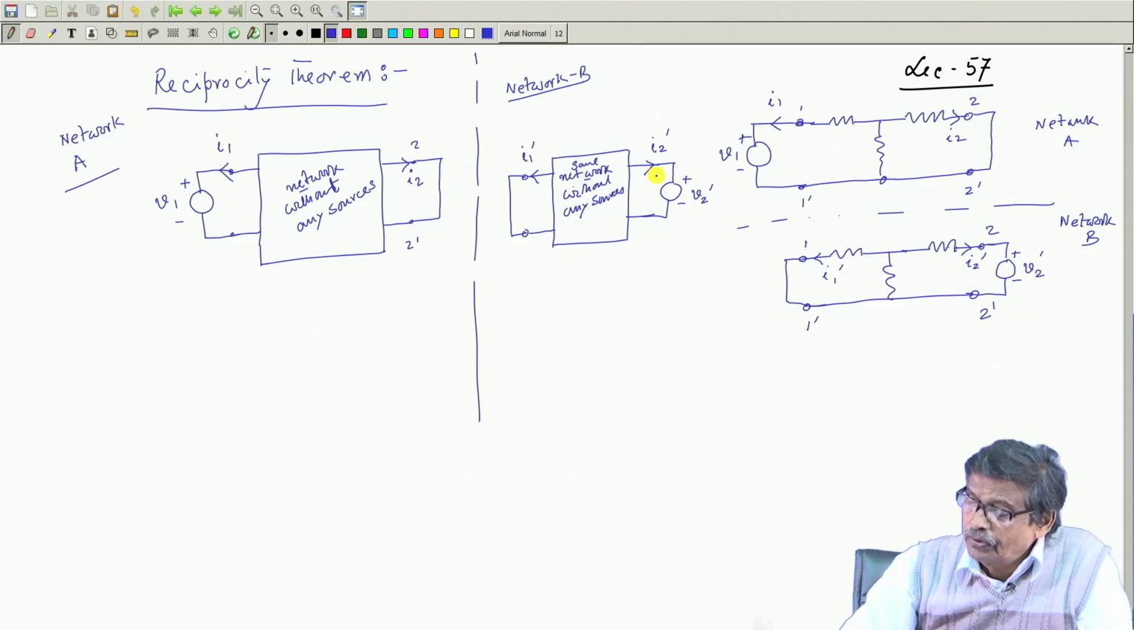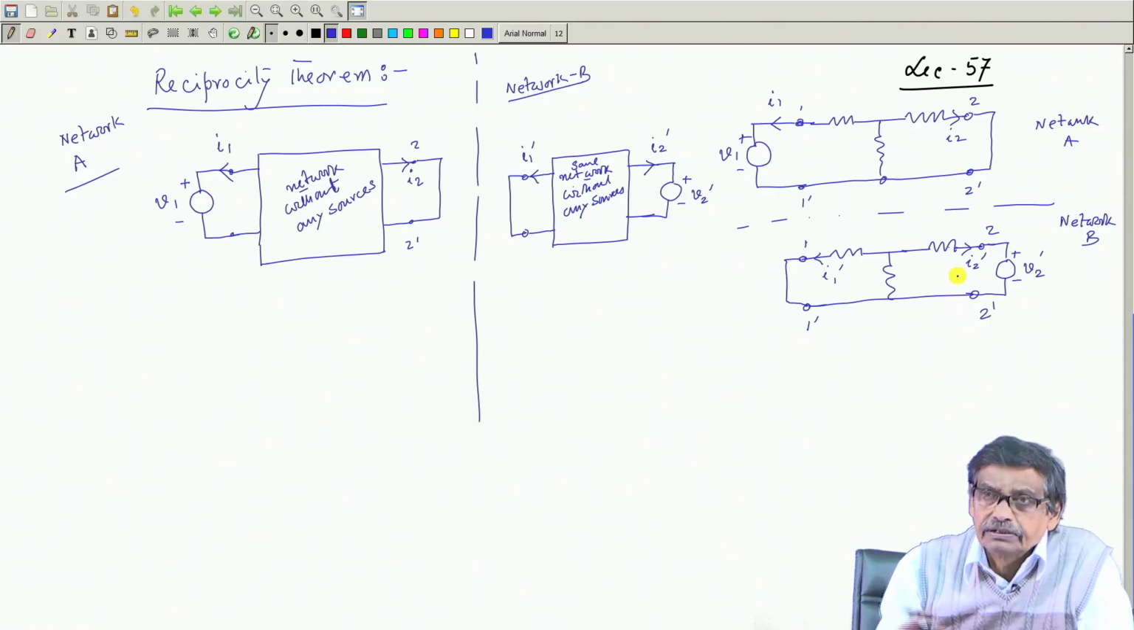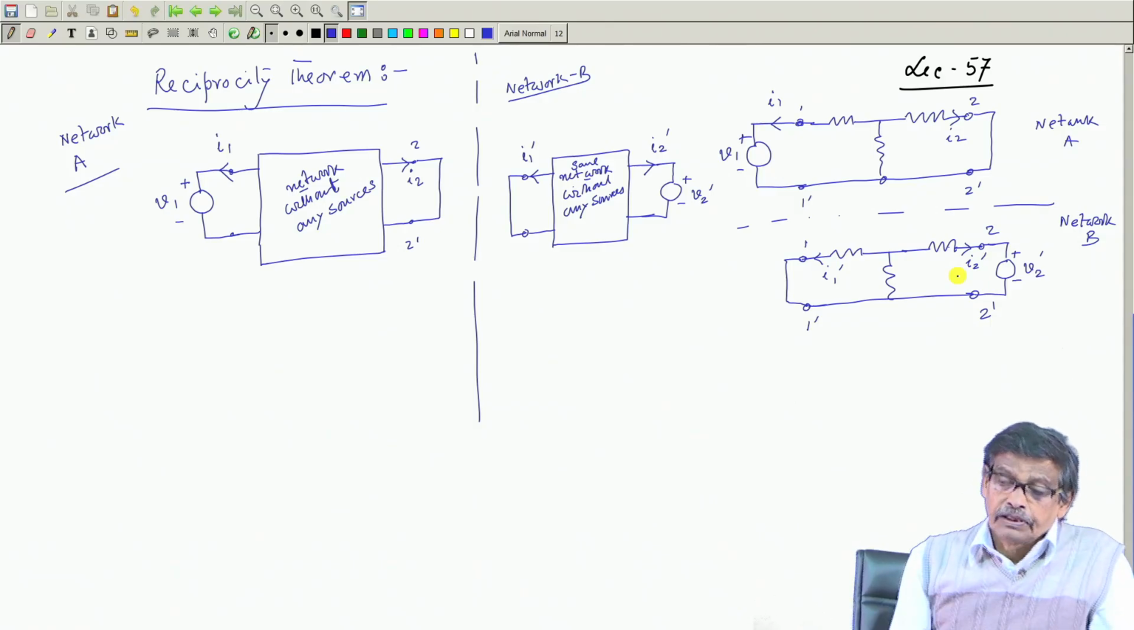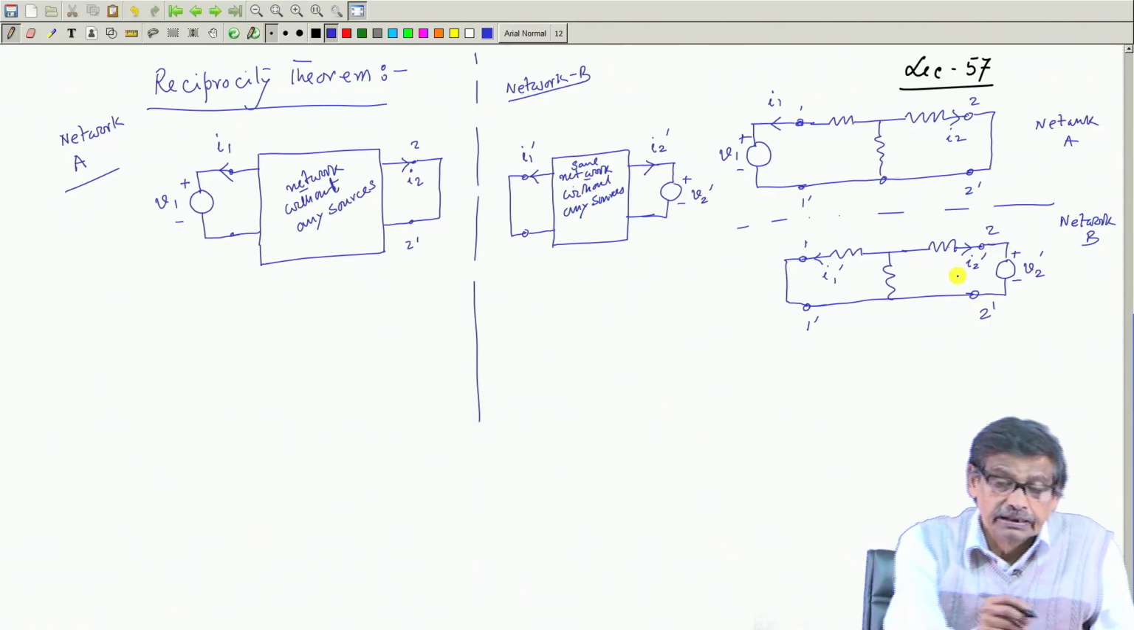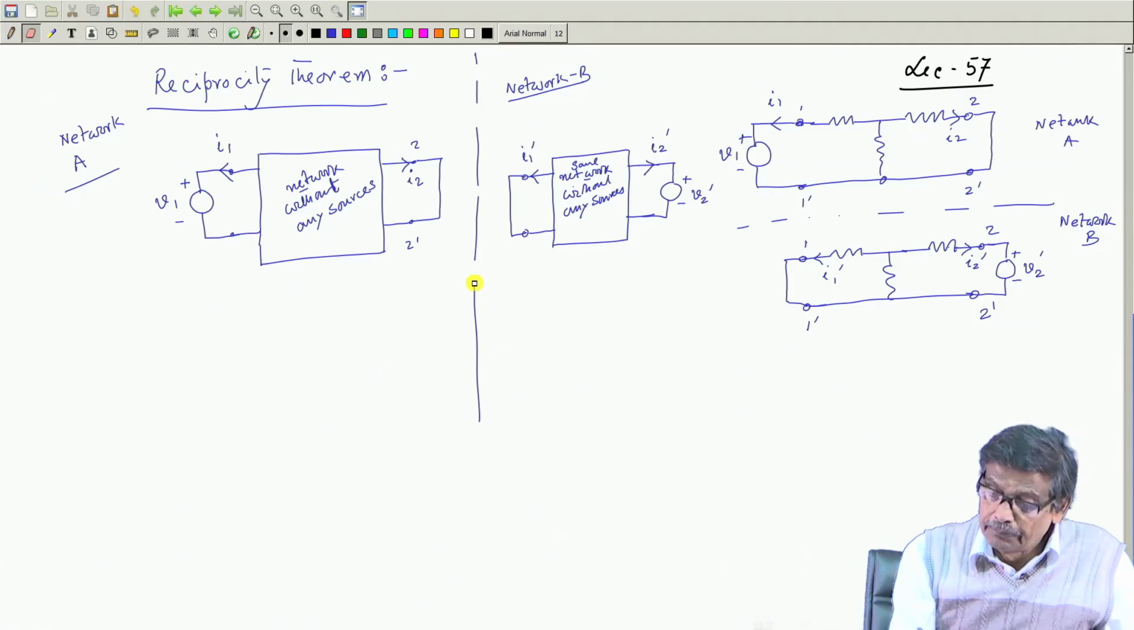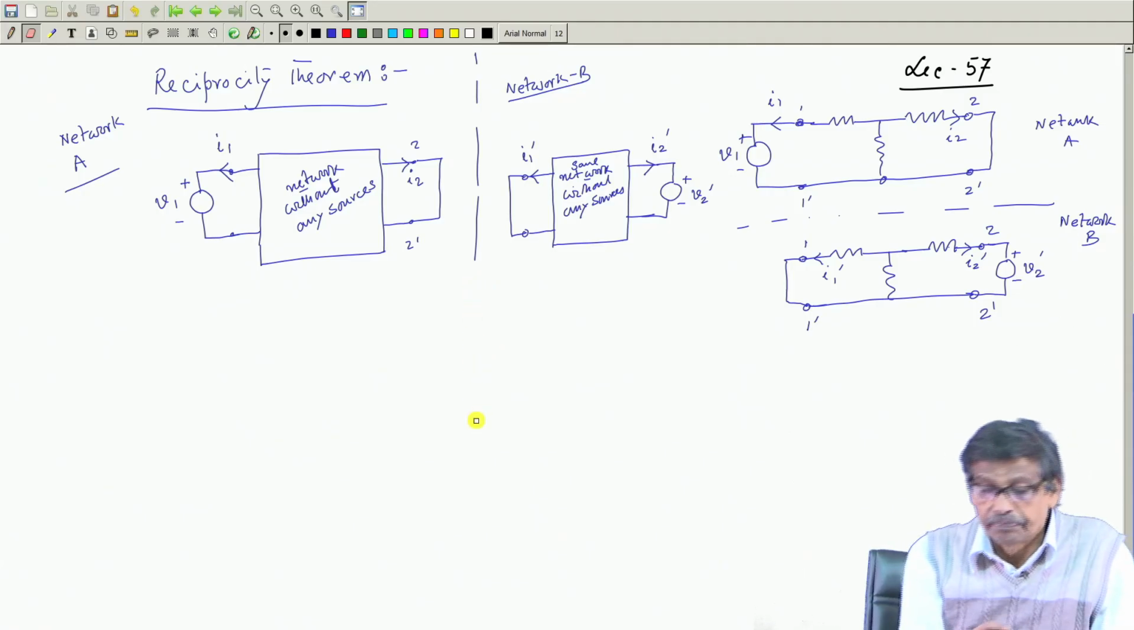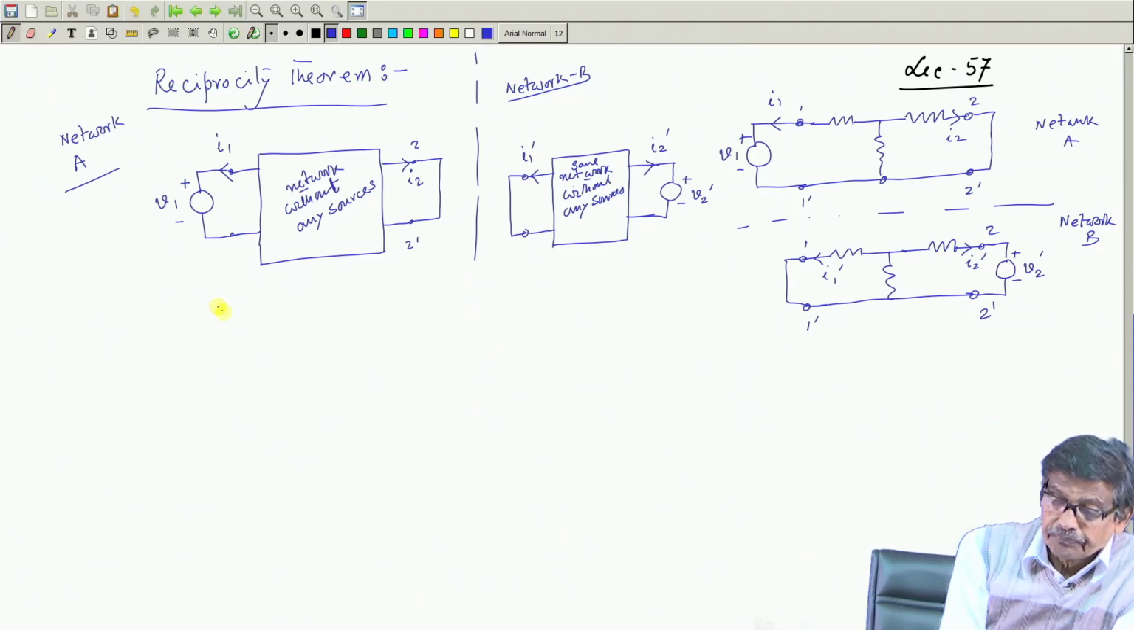So, what is our goal? To find out I2 dashed when V2 dashed is applied here and these 2 are shorted. That is the goal. Now, to find that out quickly, what we will do is apply Tellegen's theorem.